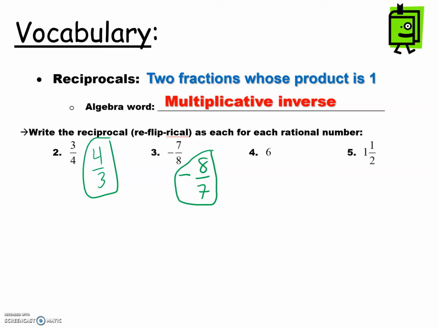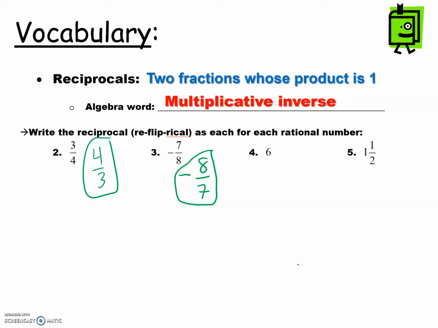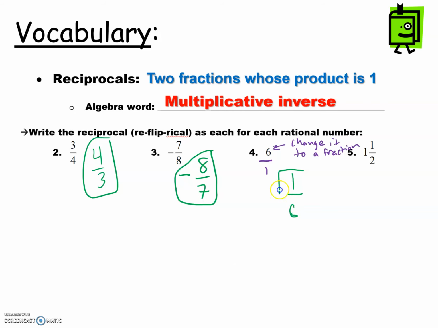Now, number 4 is a little tricky because there is no fraction. So what are we going to do with this? Well, let's change it to a fraction. How do we do that? Well, 6 becomes 6 over 1, and now we have our reciprocal of 1/6.